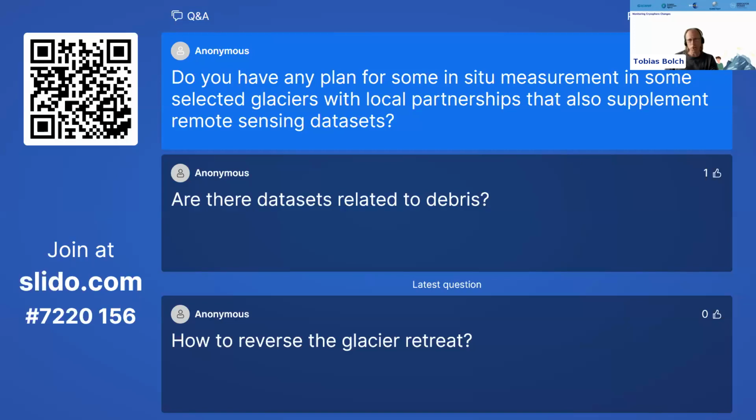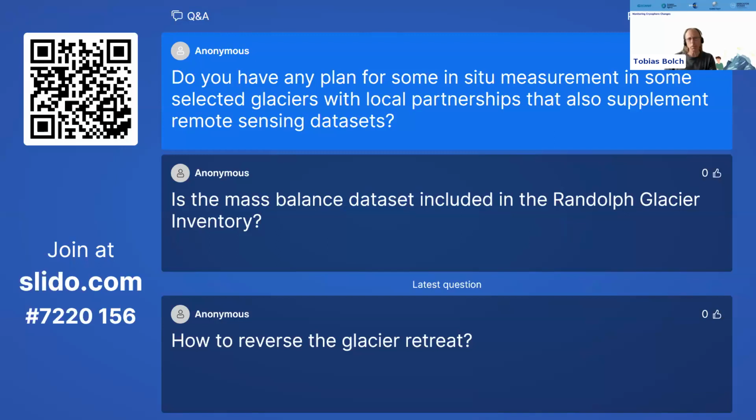When you look at Chhota Shigri, which I presented to you, the time series was improved back in time using remote sensing data set. We have also the direct comparison. Yes, we do this, and definitely happy also to support local partners. I think this is very important.